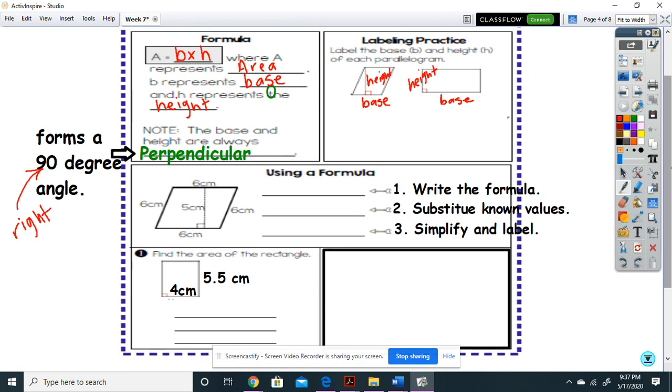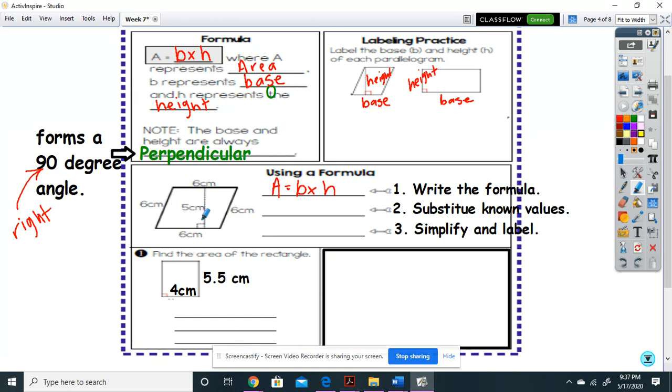All right, so how to use the formula. Step 1, you write the formula: A equals B times H. Now, if we look at this problem, they have so many different numbers, but guess what? That is a trick. They only need you to use 2, but they want to confuse you by trying to figure out which numbers we use.